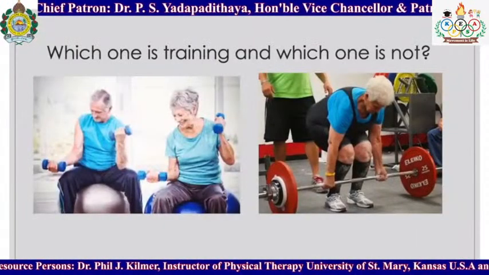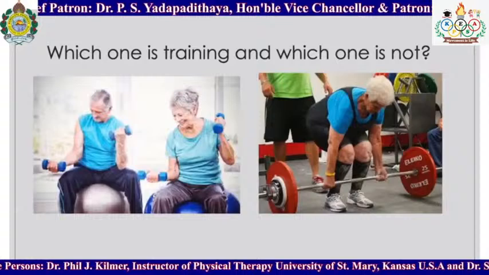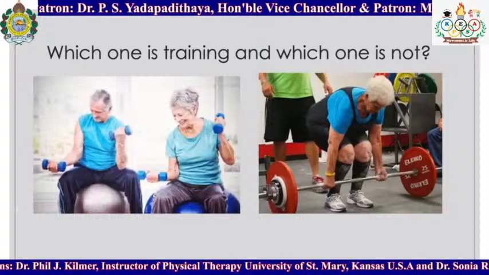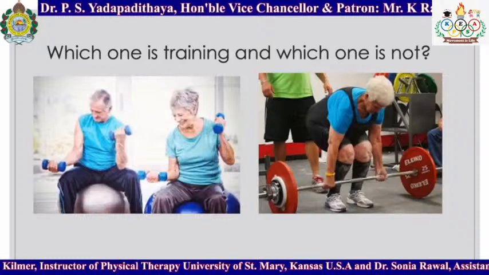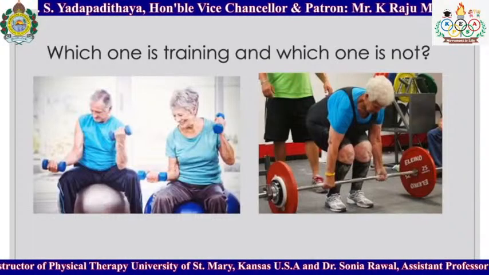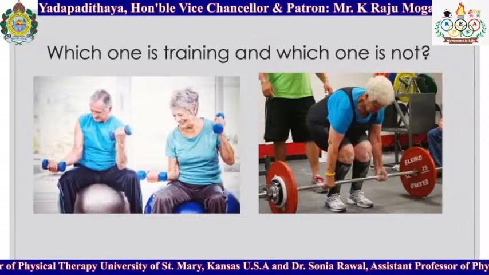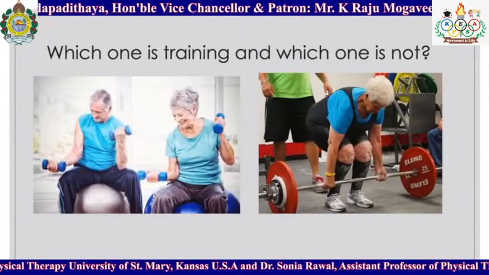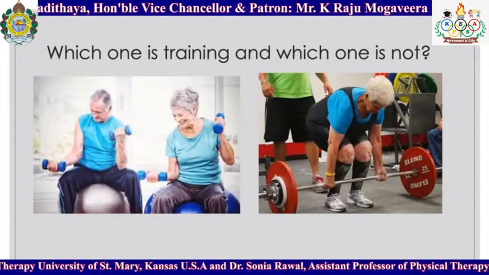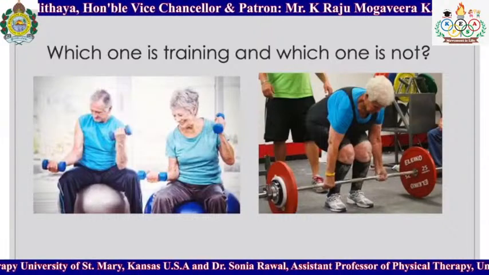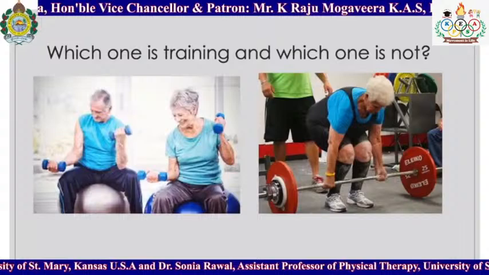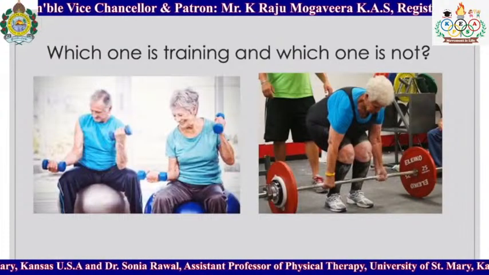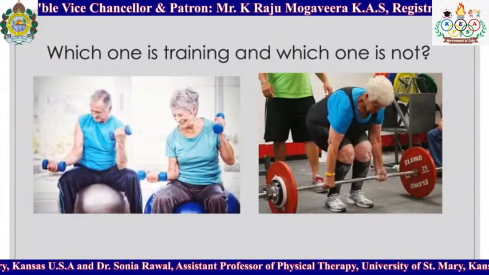This is a good visual representation of this. Which one is training and which one is not? Are we really doing the best for our patients by having them do 1 pound weight bicep curls for 100 reps and the patients aren't even tired? Or are we having them really do heavy functional movements safely, of course, and really stressing these systems, okay?